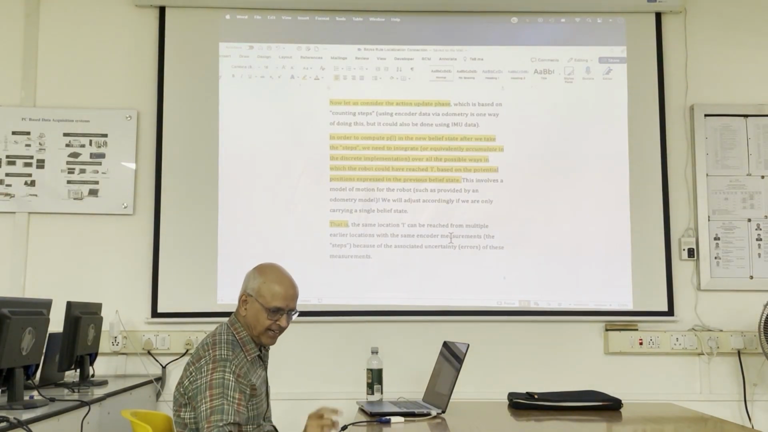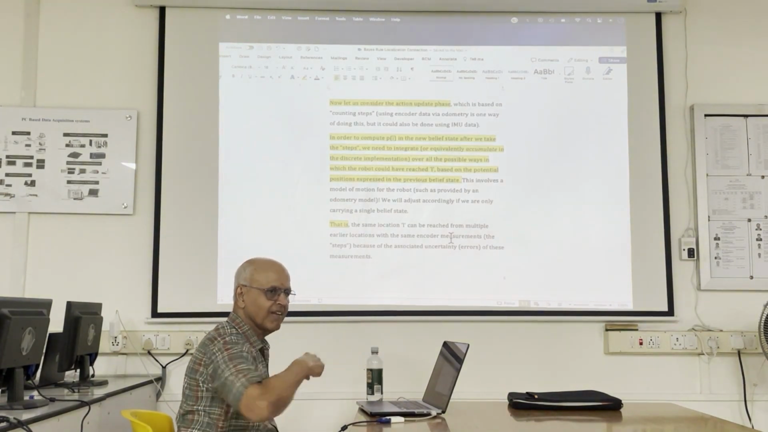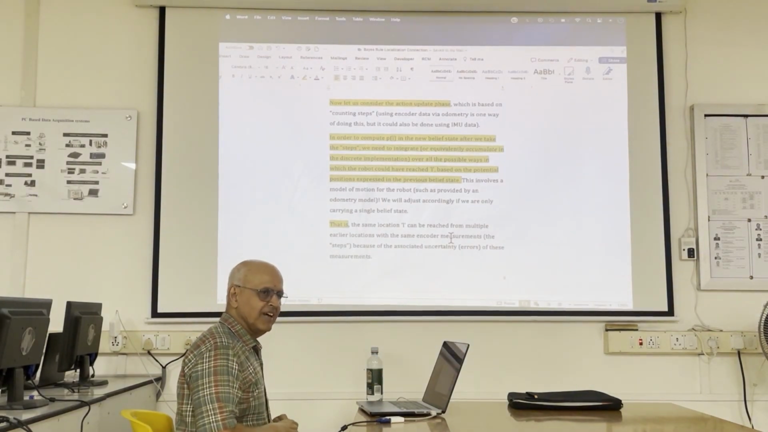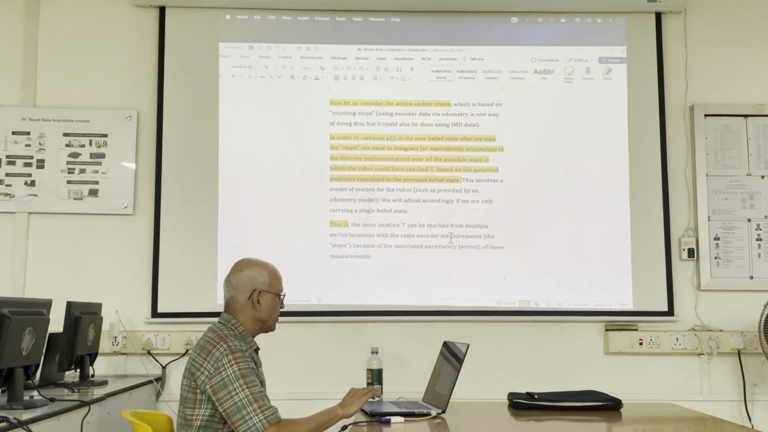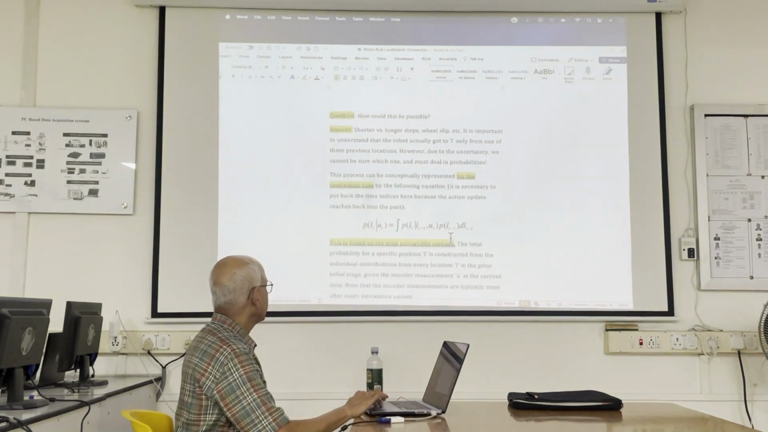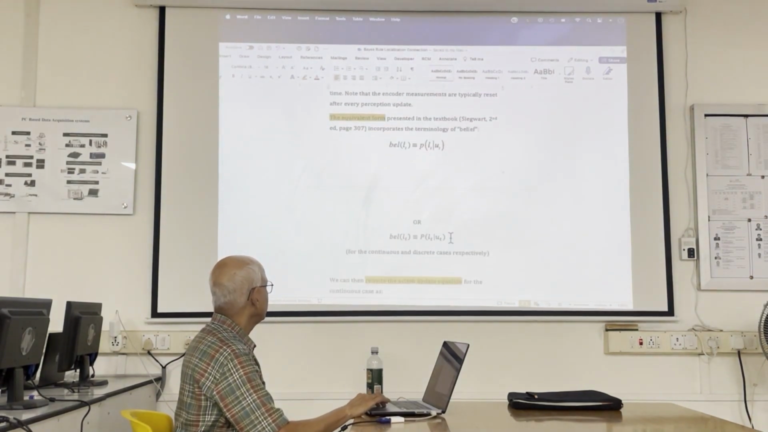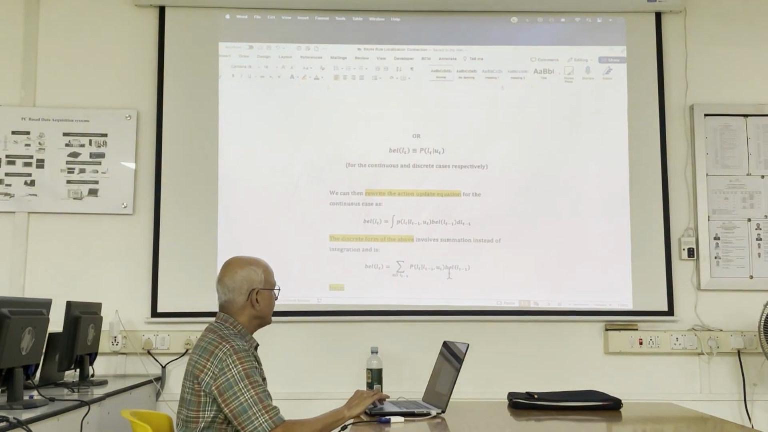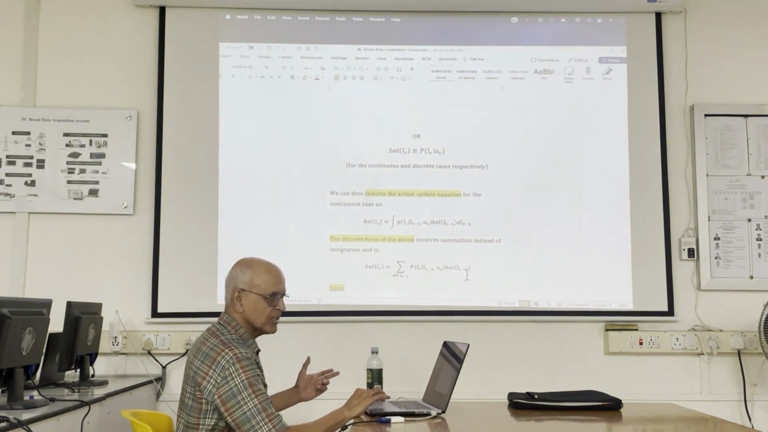With 10 steps, I can reach this from multiple locations. I can take long steps or short steps. And that's what is being used in the total probability. Is there an equation? You don't want the integral form? There it is. So belief is basically the probability of L T minus 1.